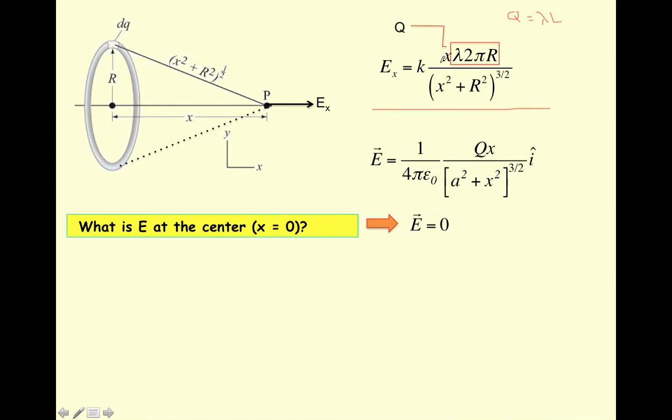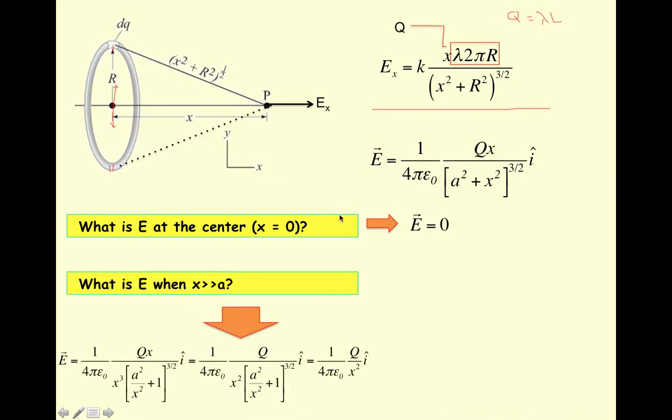So if x is equal to 0, as you can see, you have x here, so 0 over 0 is equal to 0. So at x equal to 0, the field is equal to 0, which is okay, because if you look here, there will be a contribution this way, and this delta Q here will have a contribution this way, and these guys will cancel. All right, I get E equal to 0. What happens if you are very, very far away somewhere here?